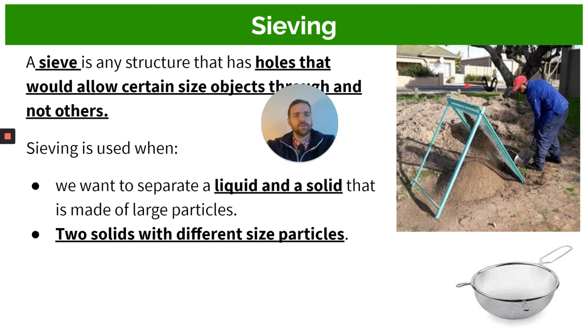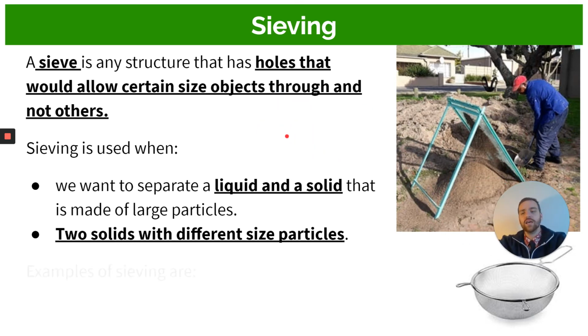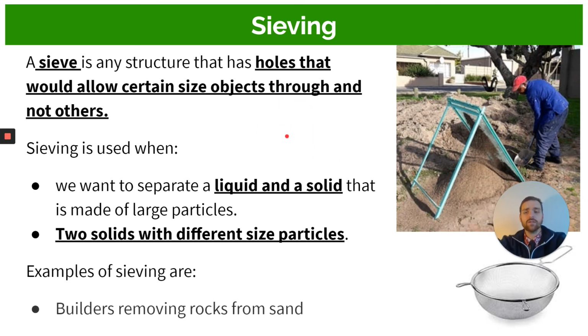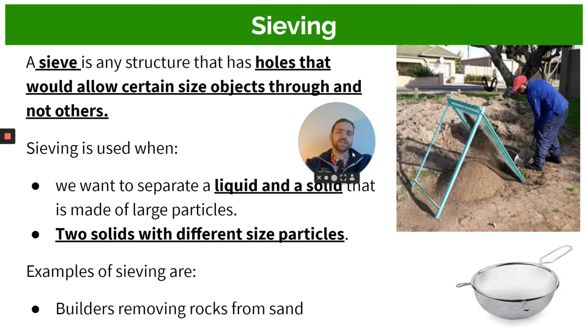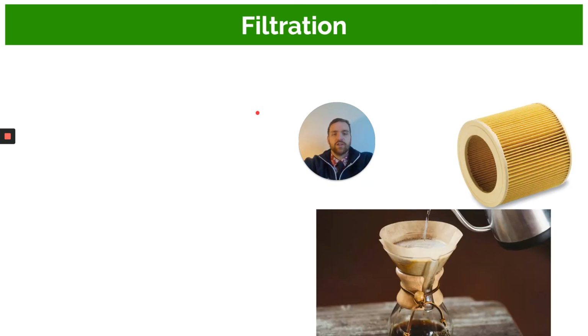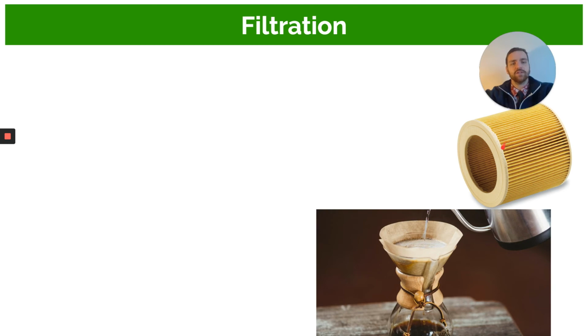So for example, this guy is busy sieving sand. What you do is you sieve sand that has rocks and roots and debris in it, and when you throw it through this grid over here, the rocks and the bigger pieces stay behind, but the smooth sand that you want for building goes through. Examples of when we use sieving: builders removing rocks, or us removing spaghetti from water. That's when we use sieves. Sieves usually have bigger holes compared to the next procedure, which is filtration. These are two examples of filters here and here.